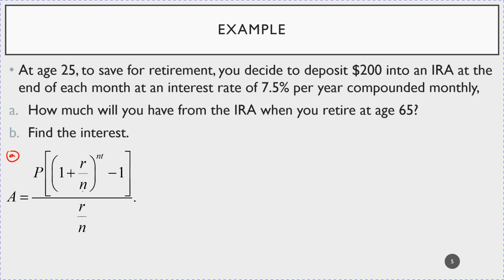You're just going to use this formula. The total amount of the annuity is equal to P, which is your deposit. So let's just write what we're given here.